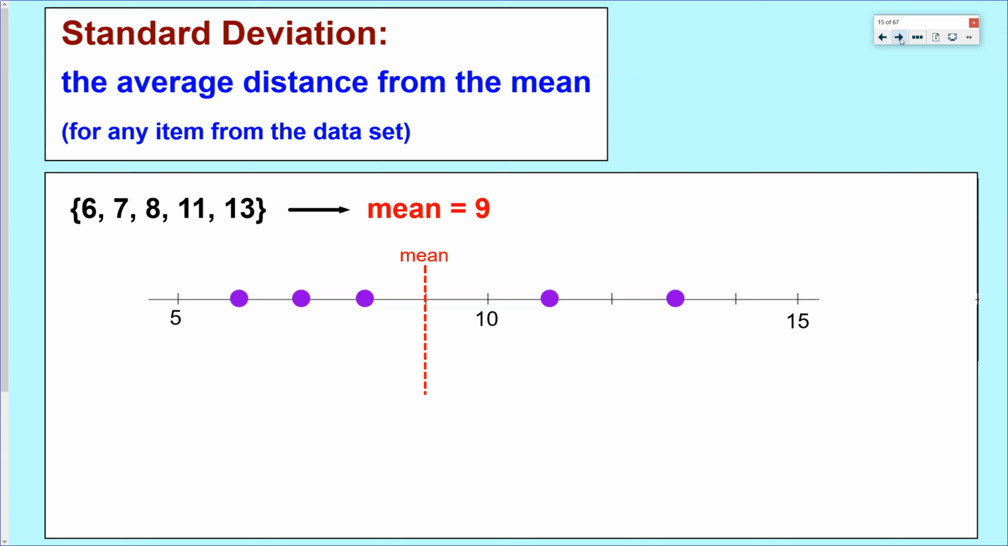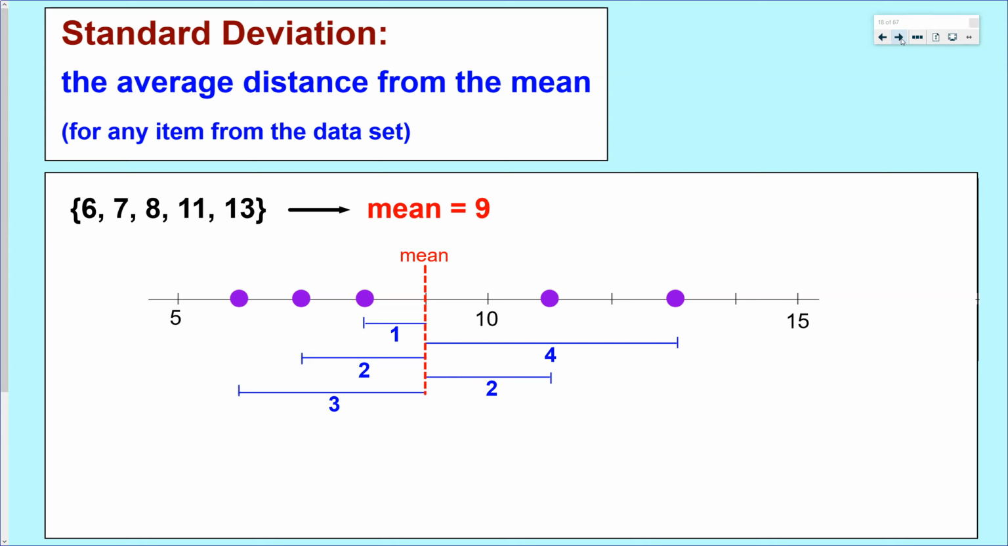If we throw that on the number line too, now we can measure the distance between all 5 data points and the mean. So if I go between 8 and 9, the distance is 1. If I go between 7 and 9, the distance is 2. And if I do that for all 5 points, I get those distances right there.